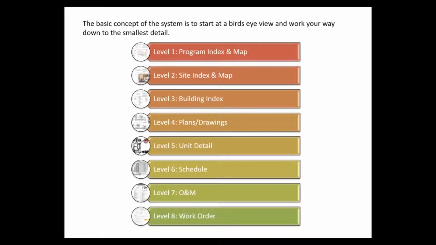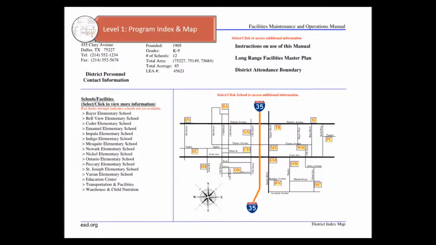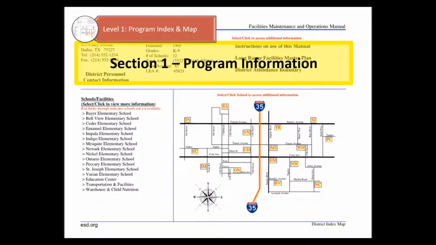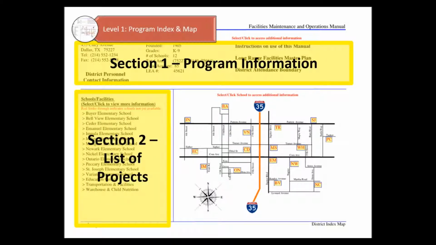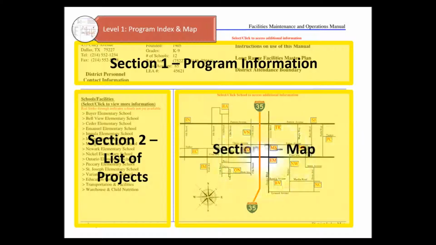The basic concept of the system is to start at a bird's eye view and work your way down to the smallest detail. Let's take a look at an example. We start with a bird's eye view here at the highest level, level 1, the program index and map. It has 3 sections. The first section is the program information, the second section is the list of projects, and the third section is the project's map. All sections link out to other information.